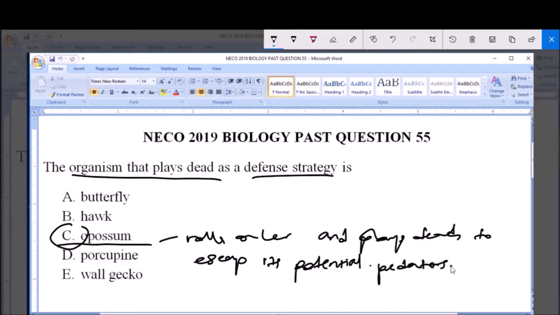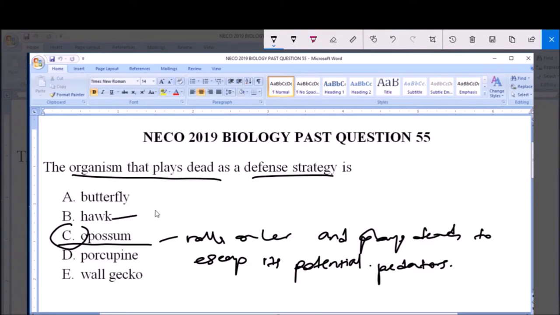Most predators do not feed on dead animals, so they leave dead animals alone. And this is the defense strategy used by the opossum. Once it approaches its potential predator, it rolls over and plays dead in order to escape. And so the predator looks at this opossum as a dead animal and then leaves it.